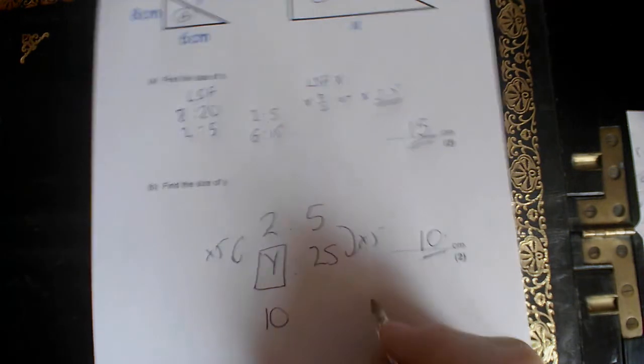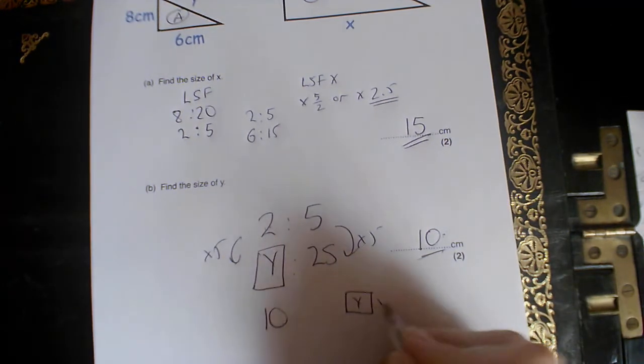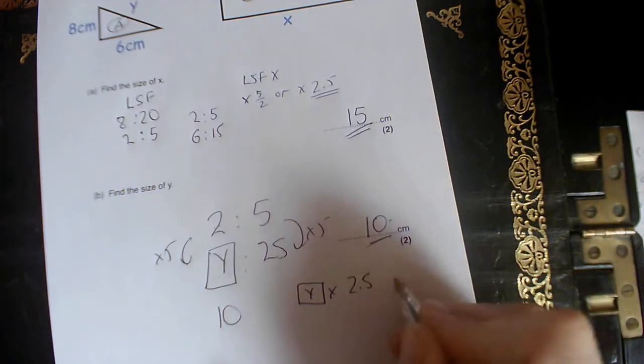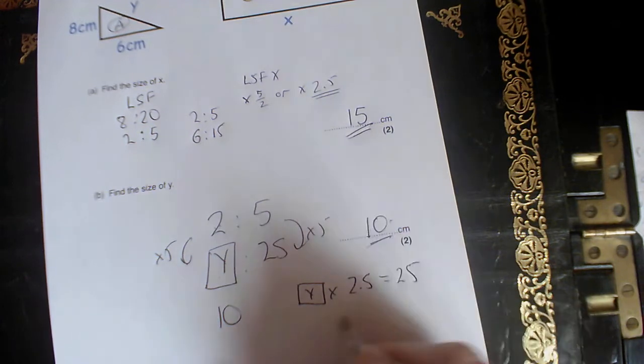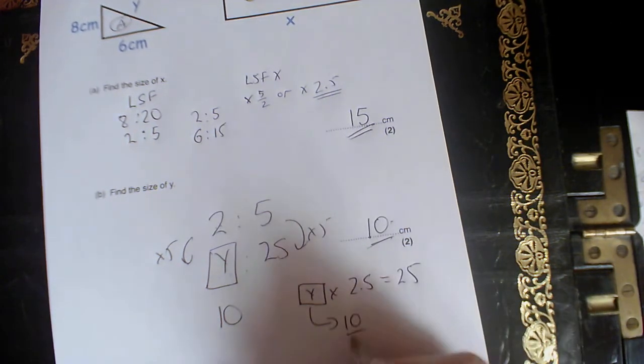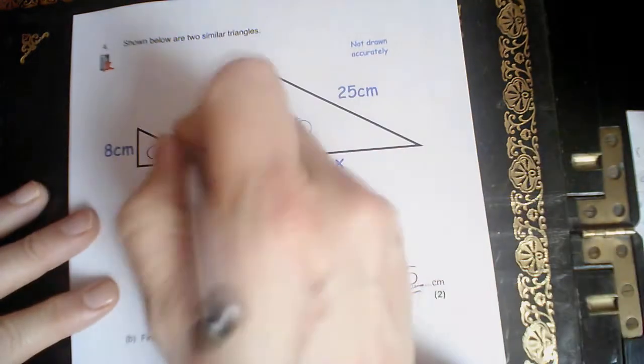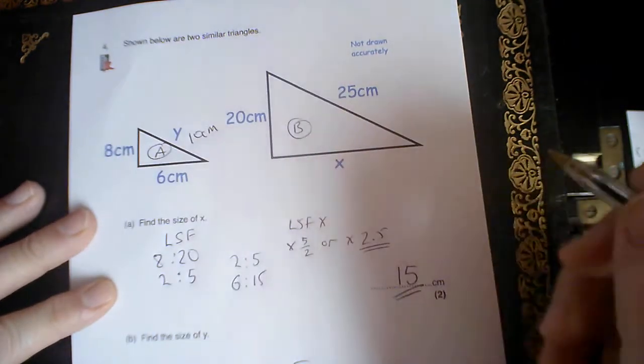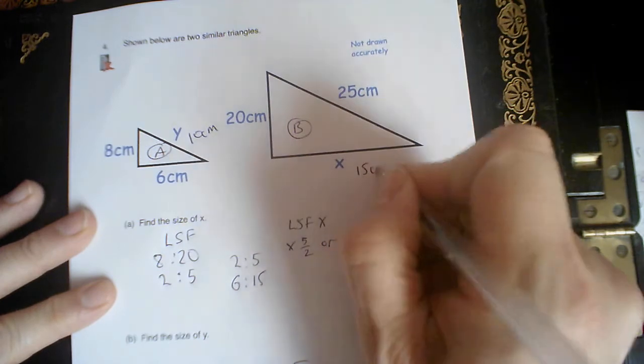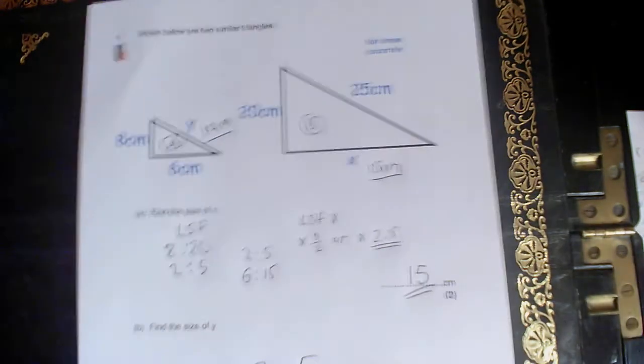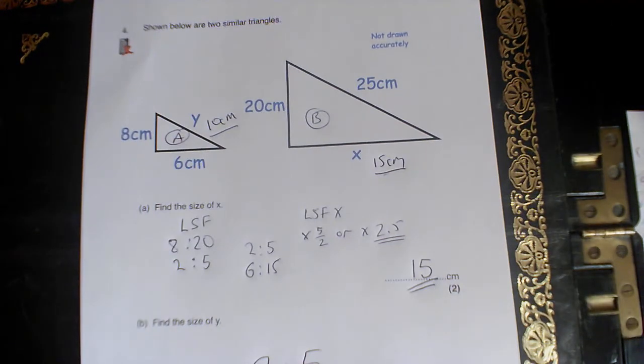Let's think about that a different way. Something, y, times 2.5 would give you 25. So you know that something there is 10. So let's fill those in. We've got that's 10 centimetres, that's 15 centimetres. Spotting those scale factors will help you.